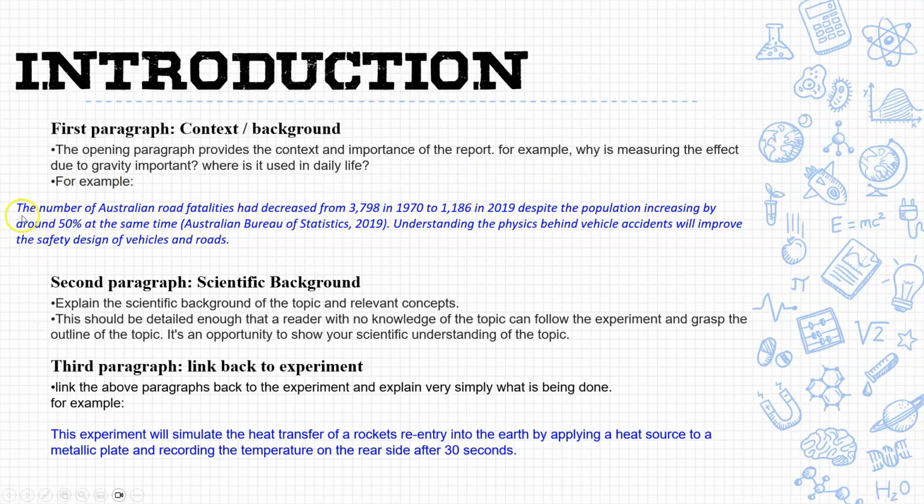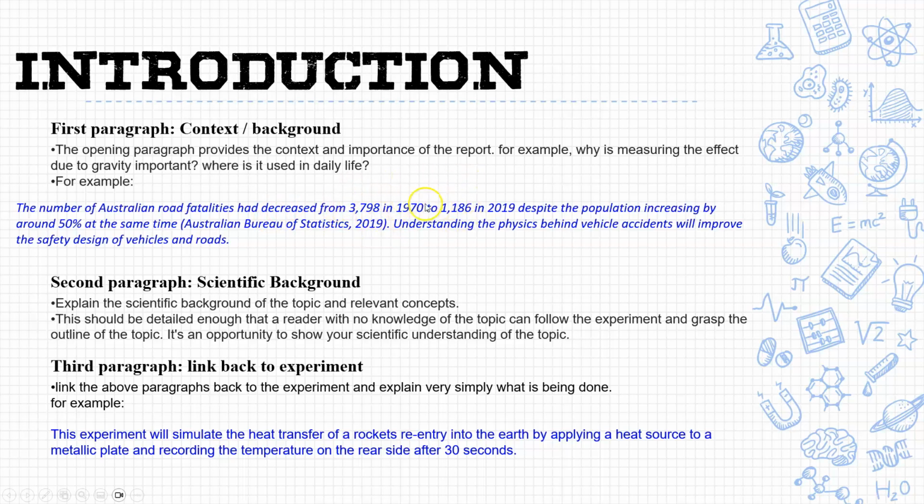Let's look at an example. The number of Australian road fatalities decreased from 3,798 in 1970 to 1,186 in 2019, despite the population increasing by around 50% at the same time. Understanding the physics behind vehicle accidents will improve the safety design of vehicles and roads. Very clear from really two sentences why this is important. We can see numerical impact. So this is really good.